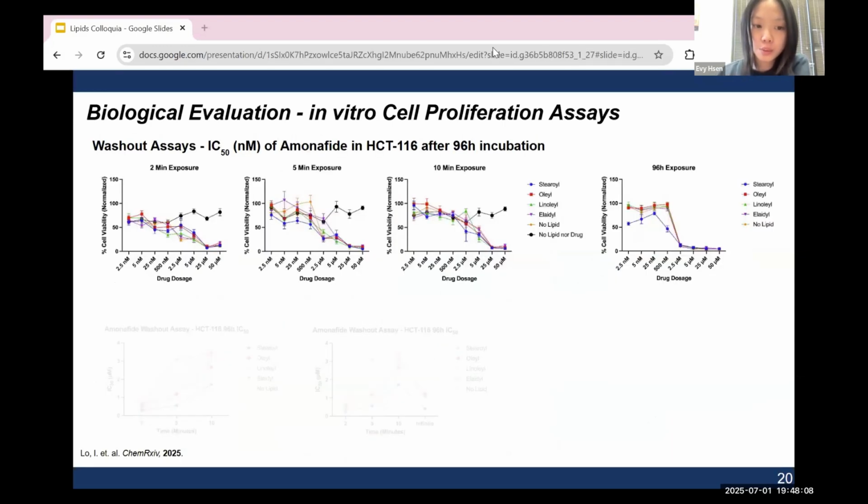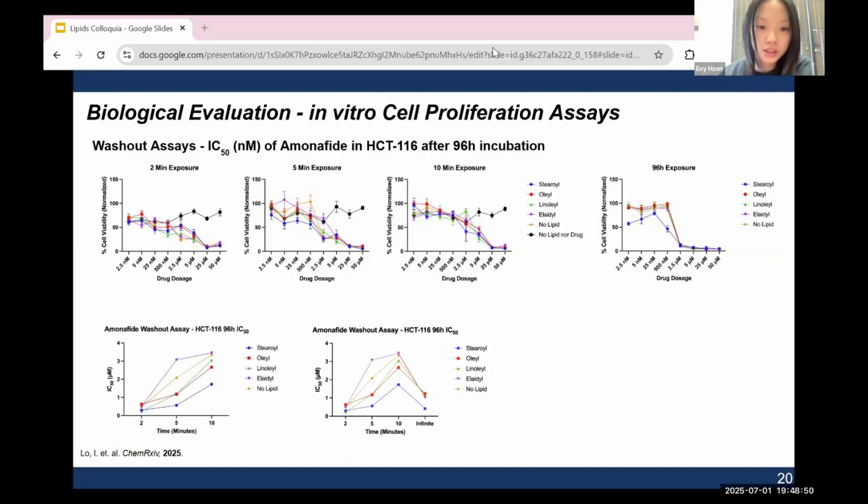To determine whether the physical properties of our tripod lipids affected the kinetics of drug uptake, we conducted a washout assay on the compound ammonified in the cell line HCT116. We drugged the cell line with ammonified at different concentrations, co-delivered with our 4 lipids. We allowed the cells to sit in drug media for 2 minutes, 5 minutes, and 10-minute time points, where at the end of the time point, the drug media was replaced with fresh media and the cells were allowed to incubate for 96 hours. For the infinite time point, the drug media was not replaced. Standard MTT and LDH procedures were then executed, and the results are displayed here.